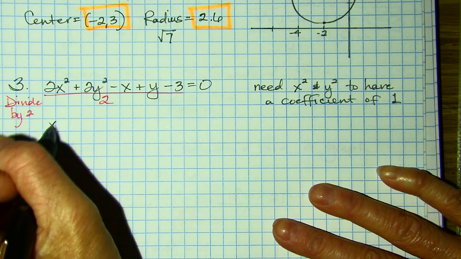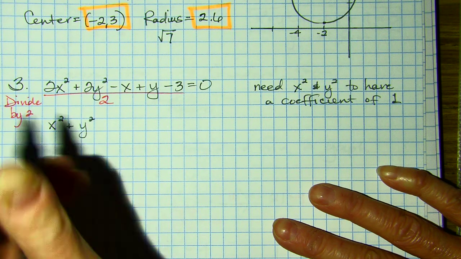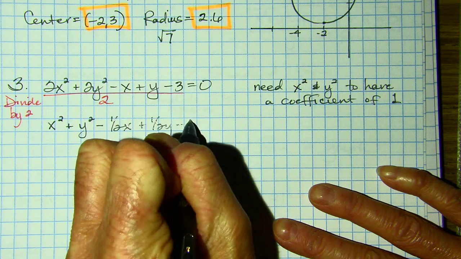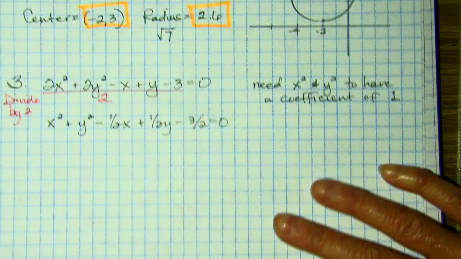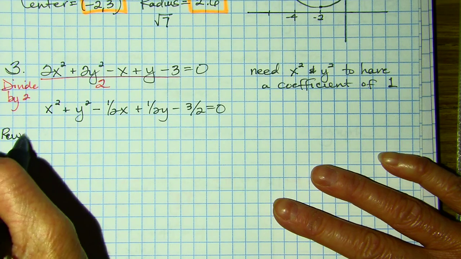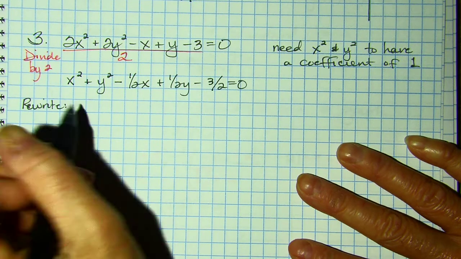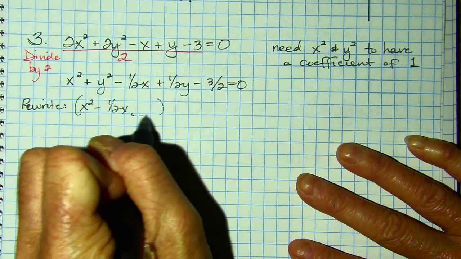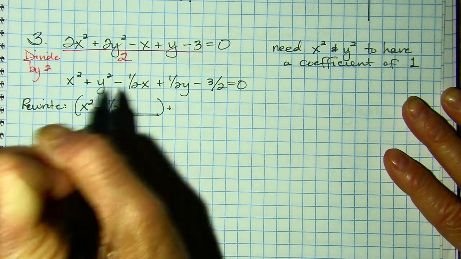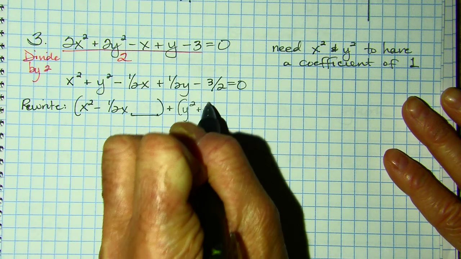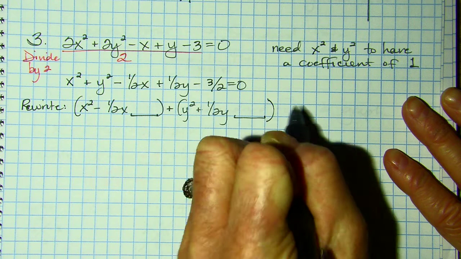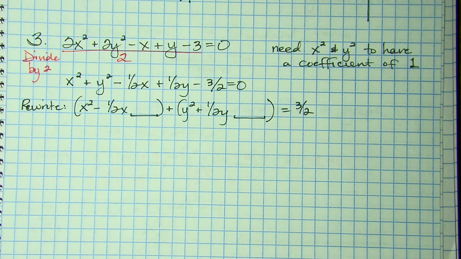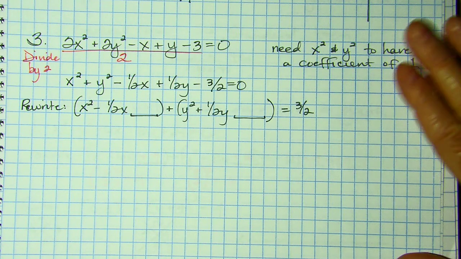So that leaves me with x squared plus y squared minus 1/2 x plus 1/2 y minus 3 over 2 equals 0. So now we'll go back to our same steps as earlier. I'm going to rewrite this. So I'm going to group my terms, x squared minus 1/2 x, leave a space, right, because we're going to complete the square, plus y squared plus 1/2 y, complete the square, equals 3 over 2. And don't worry about the fractions. I guarantee if there's fractions in it, they're probably going to go away. So let's complete the square.